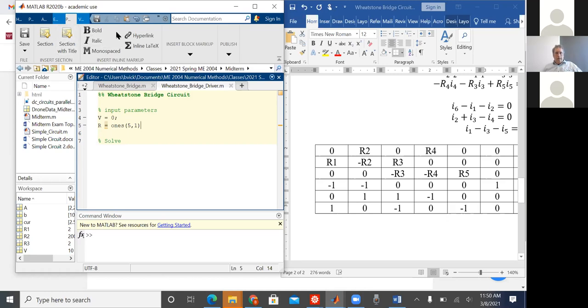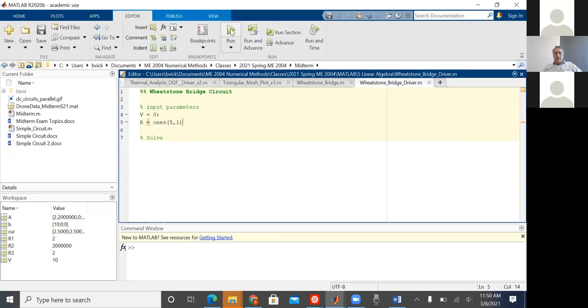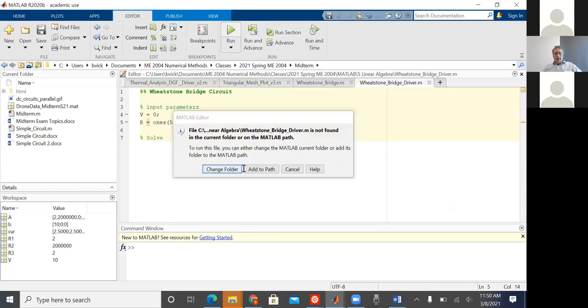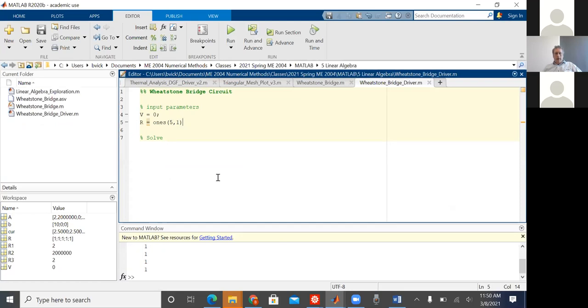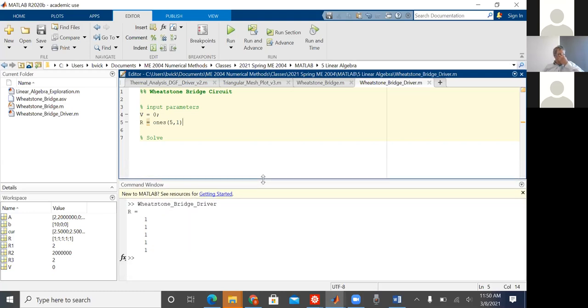Where is the run button? It's all crammed together now. I can't find it. I'm going to have to go back to the big thing. Editor, run. Change folder. Good. I want to do that to start with. Okay. I don't think it worked right. Oh, all right, that's 111.